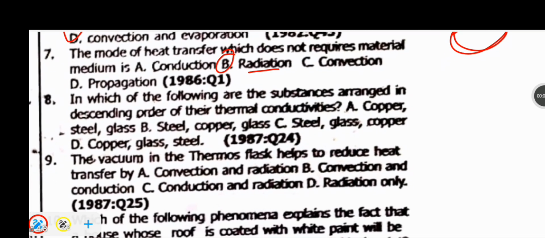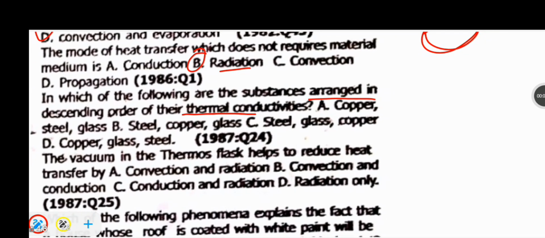Then number 8, in which of the following are the substances arranged in descending order of thermal conductivity? They give you 3 materials there: copper, glass, and steel. Steel is a very good conductor, better than copper. If you look at most of your plates, cups, and most of those things, they are made of steel, because steel is a good conductor. So steel should be higher, and glass should be last, because we are going in descending order. So steel should be first, followed by copper, then glass last. So we need SCG.